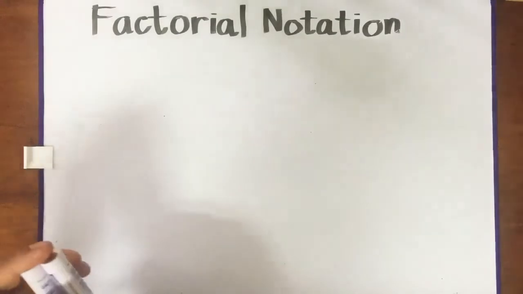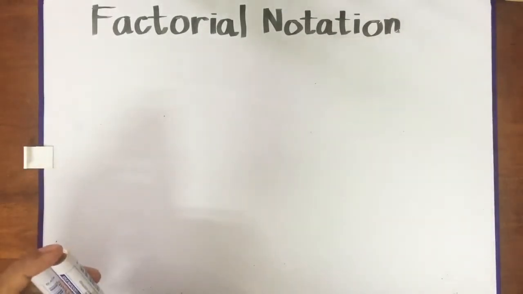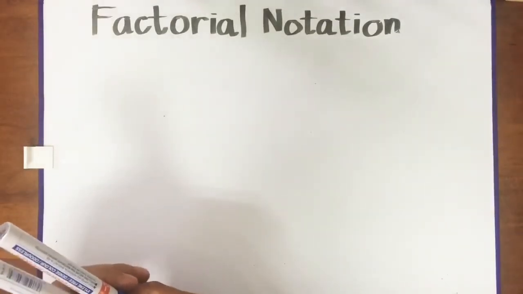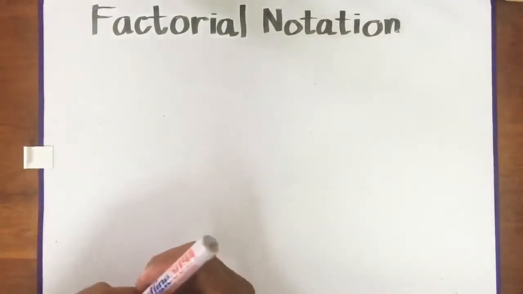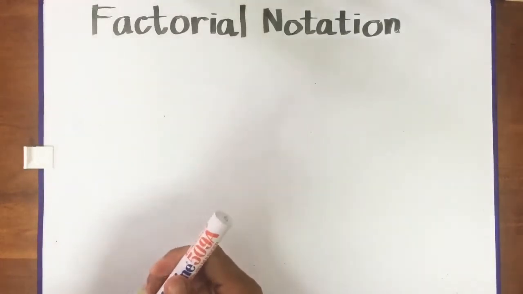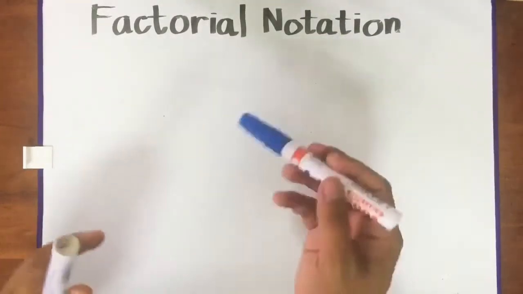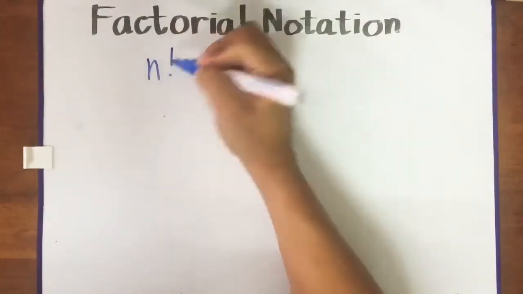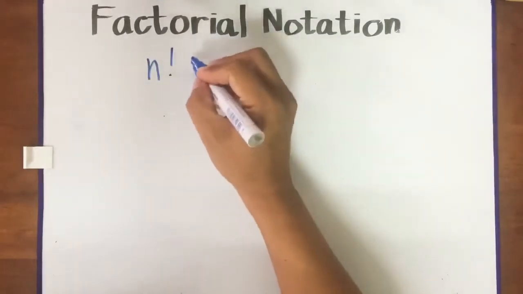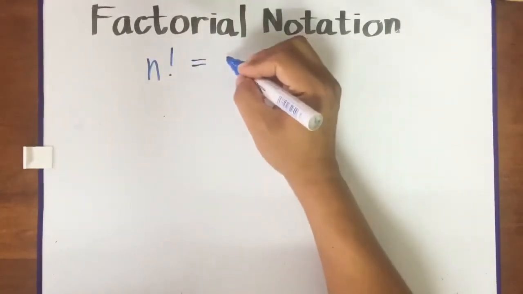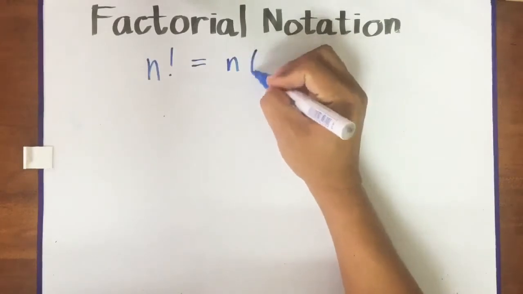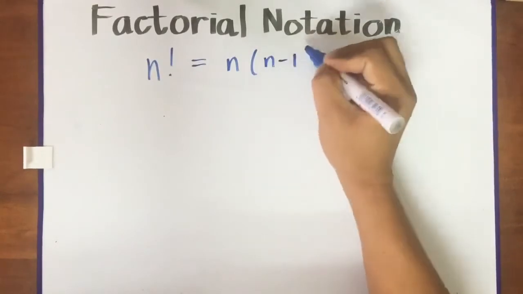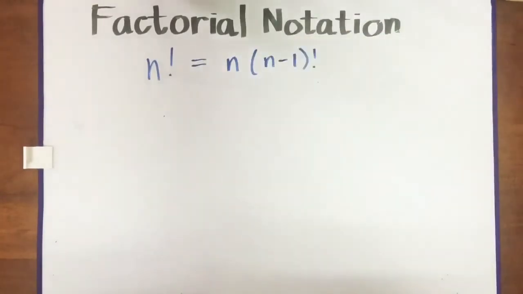Welcome to another exciting lesson entitled Factorial Notation. This is part of the chapter about permutations and combinations. Usually, we denote factorial notation as n factorial, and n factorial is always equal to n multiplied by (n minus 1) factorial.